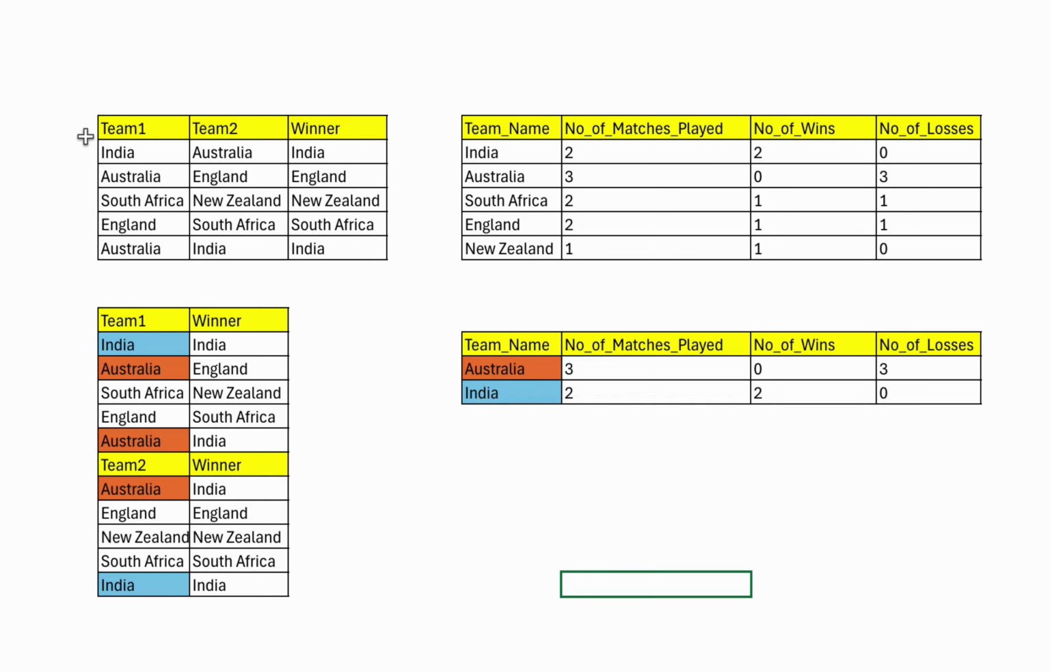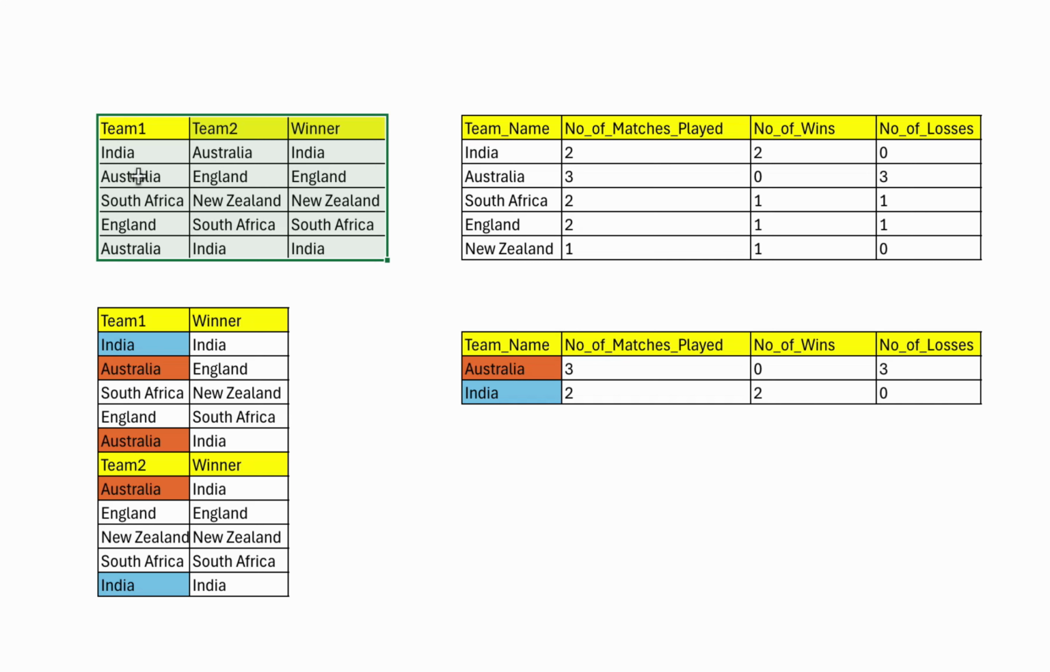So today we have a very interesting problem that is asked in many interviews. In this we have one table, and in this table we have team 1, team 2 and winner details. That means this table is about the cricket team. So in this first row, if you see, there is a match that happened between India and Australia, and out of India and Australia, India won the match.